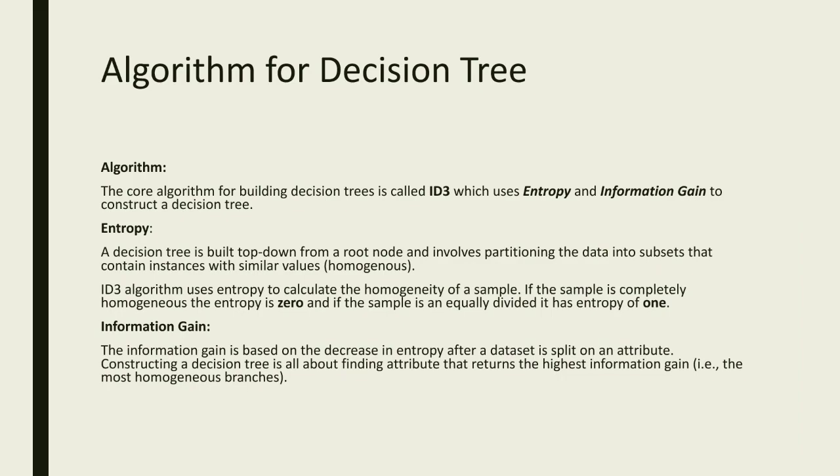If the sample is completely homogeneous, then the entropy is 0, and if the sample is equally divided, it has an entropy of 1. Now let's understand what information gain is. The information gain is based on the decrease in entropy after the data set is split on an attribute. For example, in the initial example, I discussed that the root node is Outlook.